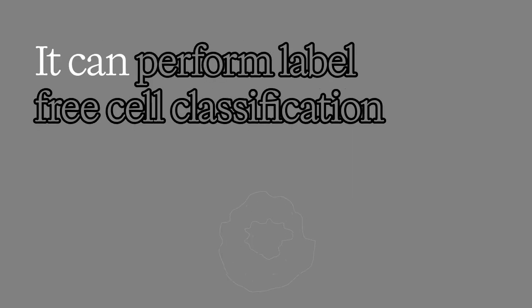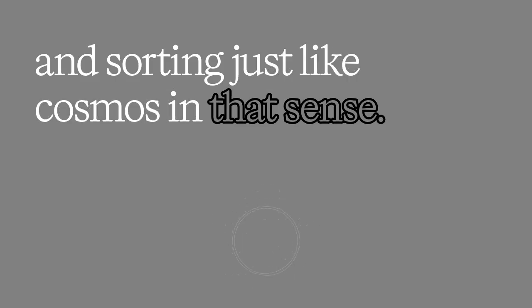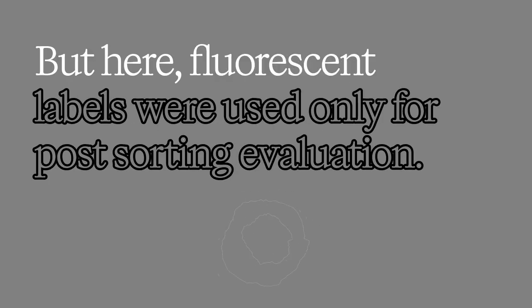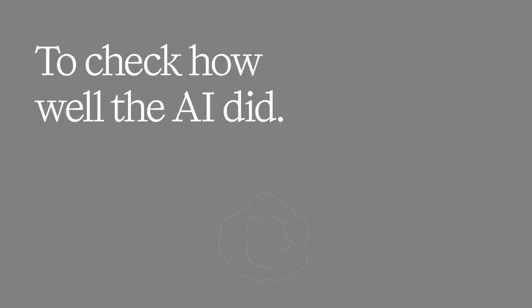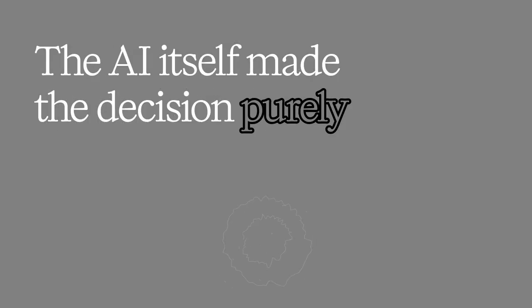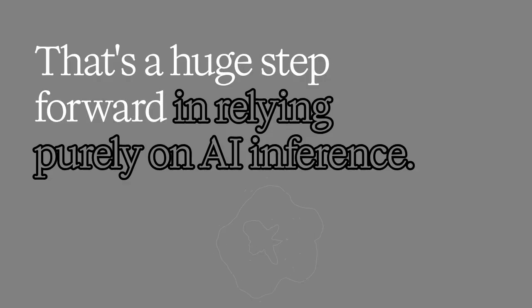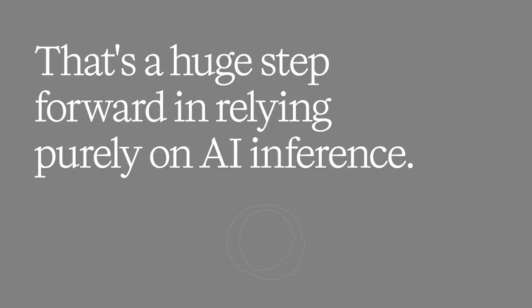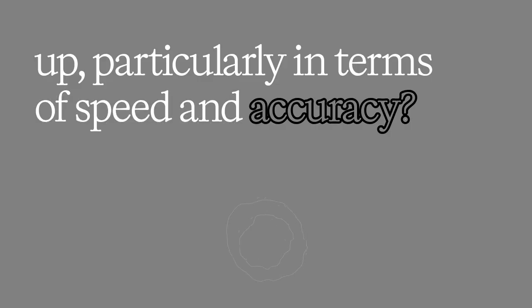Pretty much. It can perform label-free cell classification and sorting, just like Cosmos in that sense. But here, fluorescent labels were used only for post-sorting evaluation to check how well the AI did. The AI itself made the decision purely based on the bright field characteristics it learned. That's a huge step forward in relying purely on AI inference. How does its performance measure up, particularly in terms of speed and accuracy?